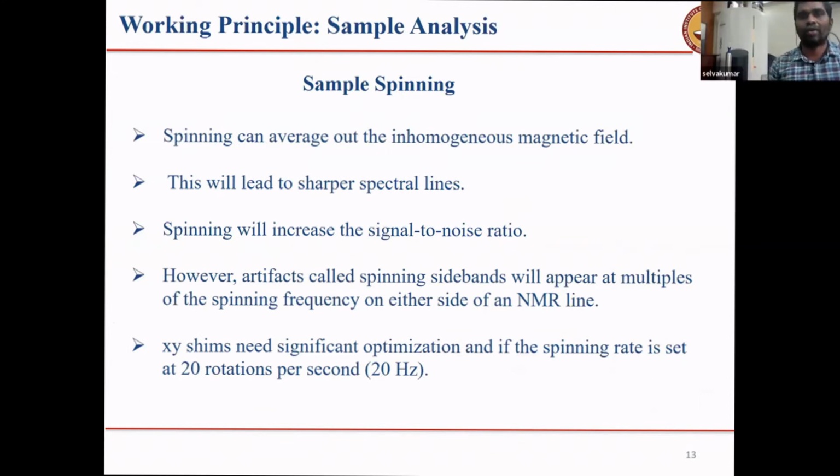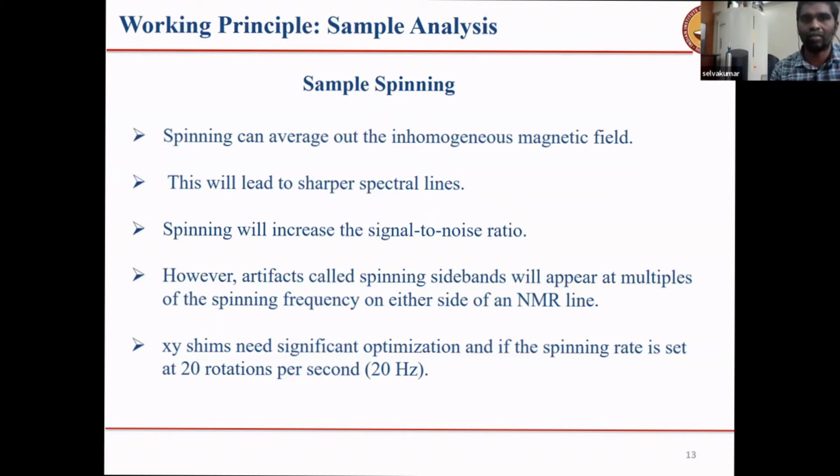Okay, so now our sample is prepared. We kept it on the NMR instrument, and our sample reached the probe head. Once it reaches the probe head, the very first step is spinning. Why are we spinning? The spinning will average out the inhomogeneous magnetic field.